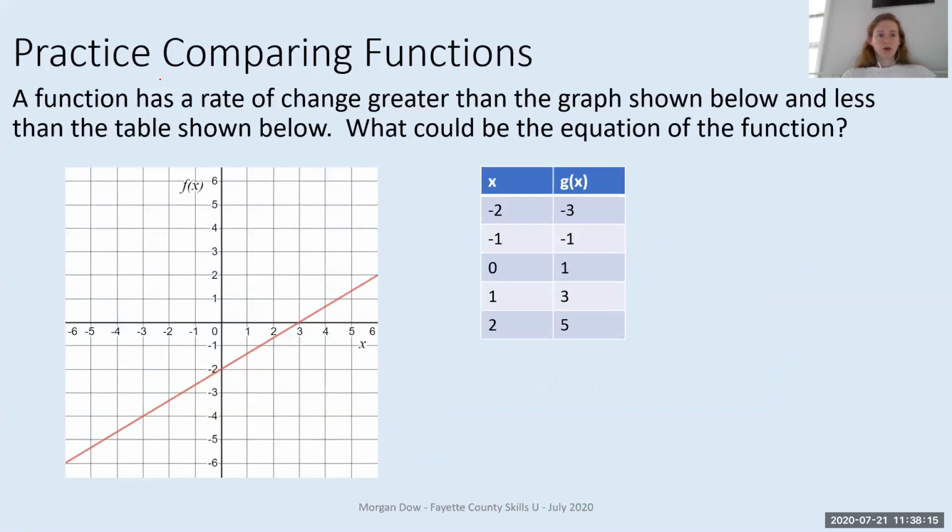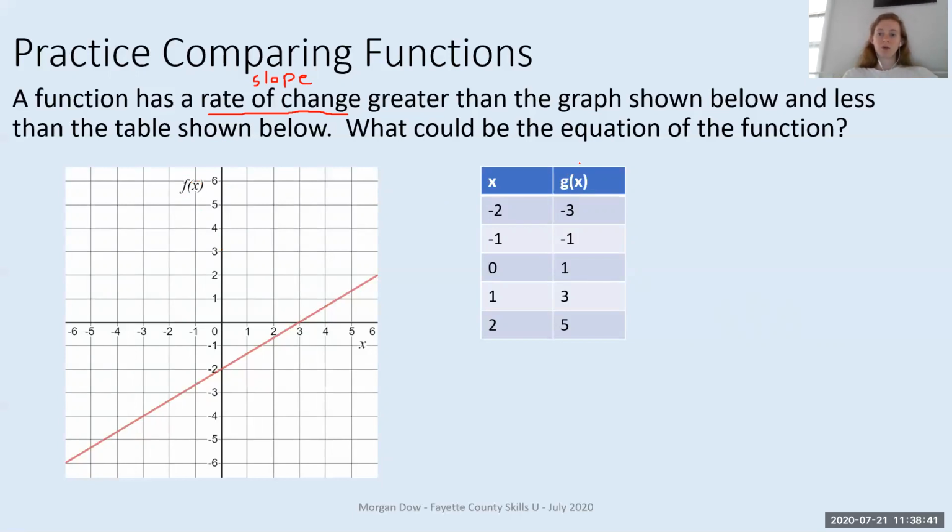Okay, so a function has a rate of change. What's another word for rate of change? Slope. A function has a slope greater than the function that's shown on this graph, so greater than this f of x function over here, and less than this g of x function. What could be the equation of the function?